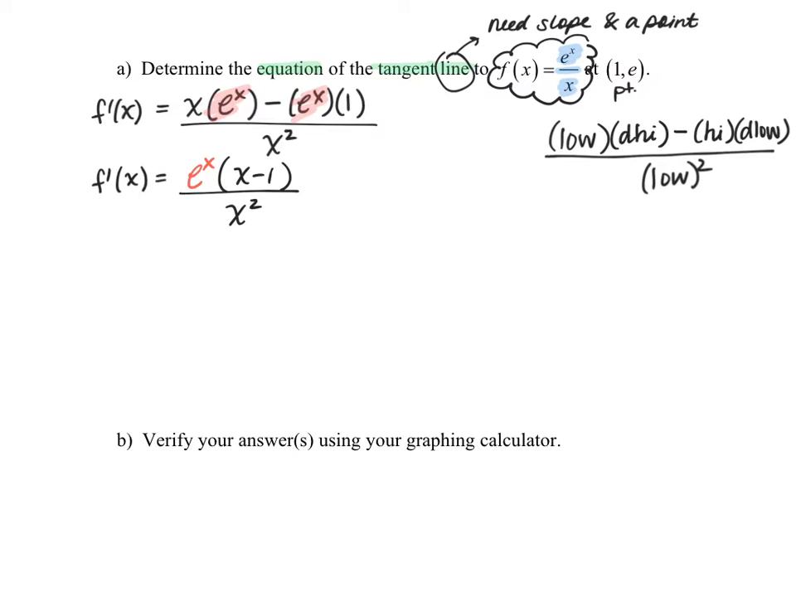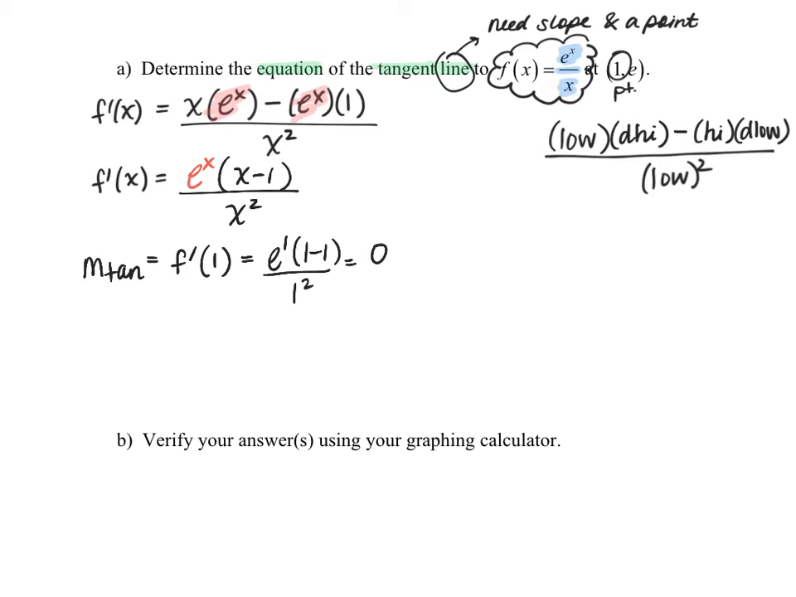Now, we want to know the slope specifically at the point given. So the slope of the tangent at the point given is the derivative at 1, because 1 is the x value of the coordinate we were given. So we're basically finding f prime of 1. That'll be e to the first power times 1 minus 1, all over 1 squared. 1 minus 1 is 0, so we really end up with just 0.